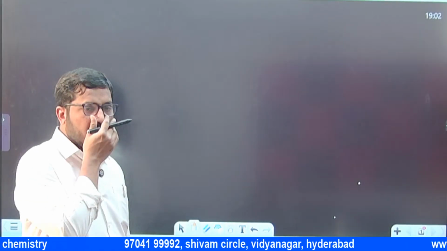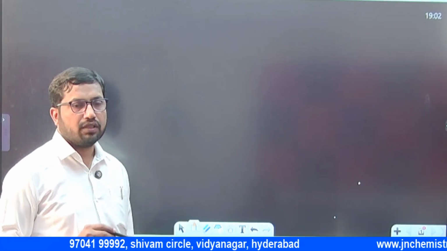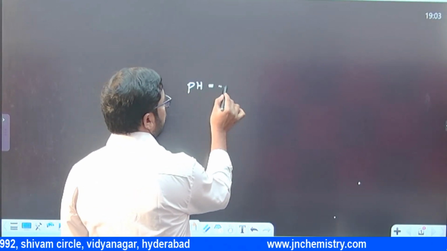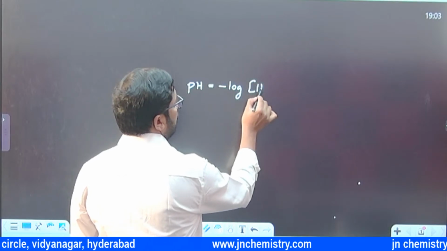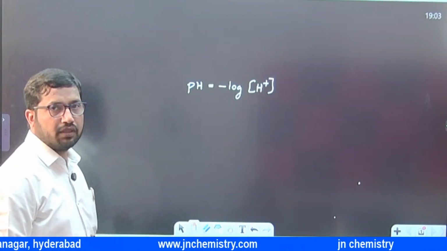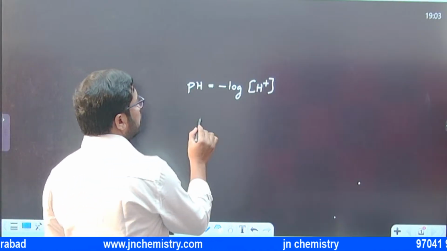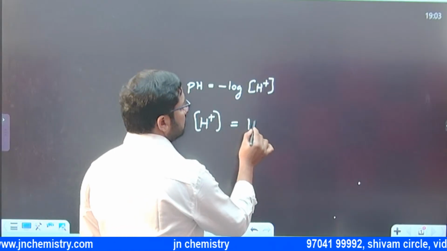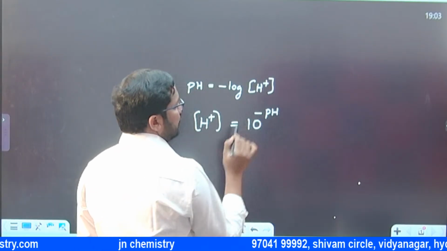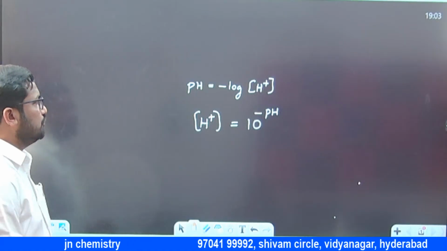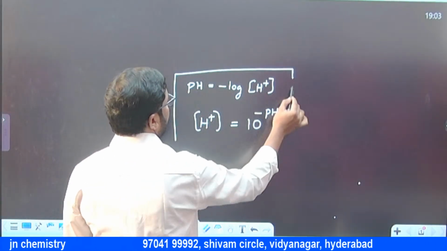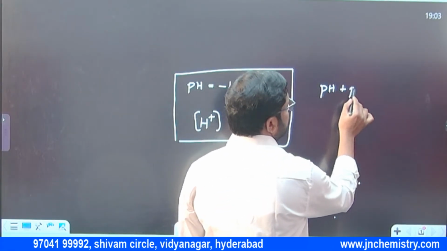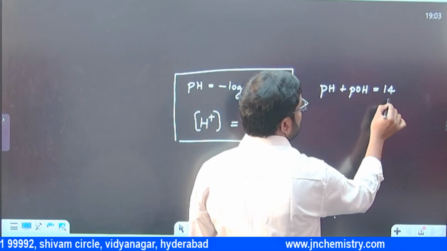Right. So last class we discussed buffer solutions, right? In case of soluble salt hydrolysis, the pH calculations, normally pH is equal to minus log H plus ion concentration. Yes or no? Otherwise, we can write H plus ion concentration is equal to 10 to the power of minus pH. So these two formulas are very important. And at 25 degrees centigrade, pH plus pOH is equal to 14.